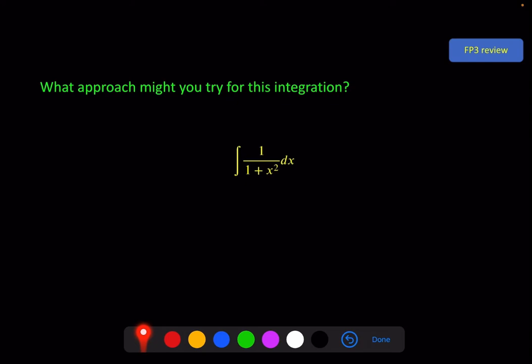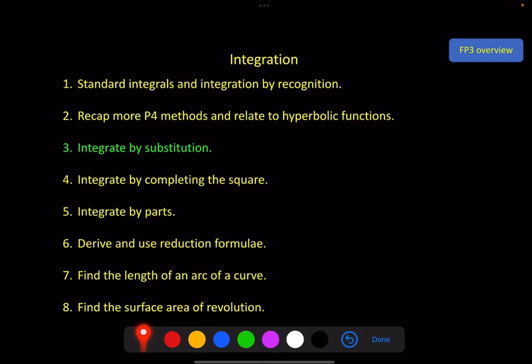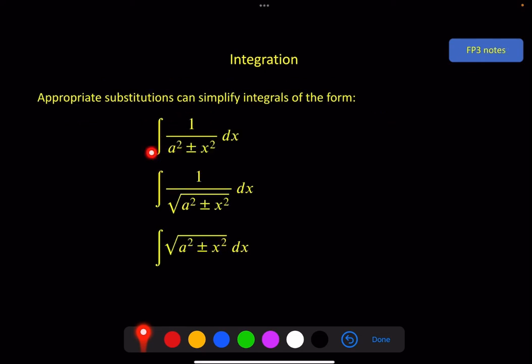Hopefully the word that comes to mind is what we are doing today, and that is substitution. We're going to use trigonometric and/or hyperbolic functions to help us substitute into integrals that will then simplify them and make them easier to solve. So the sorts of things we're going to be looking at are these. Particularly a something plus or minus a something squared in the denominator of a fraction. The denominator with a square root and in the numerator with a square root.